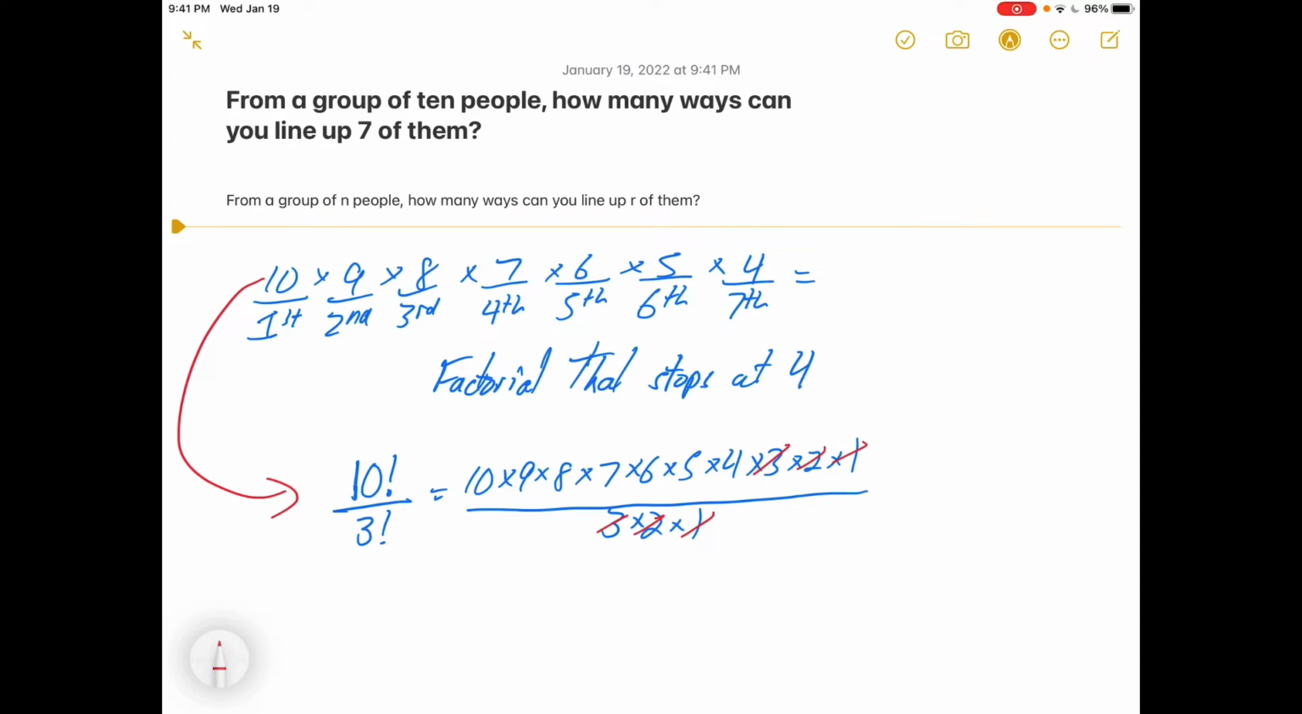Now, where do these numbers come from in the question? Well, the 10 is the number of people or number of objects. The 3, where does 3 come from if we have the numbers 10 and 7? It's number of people minus number we're using.